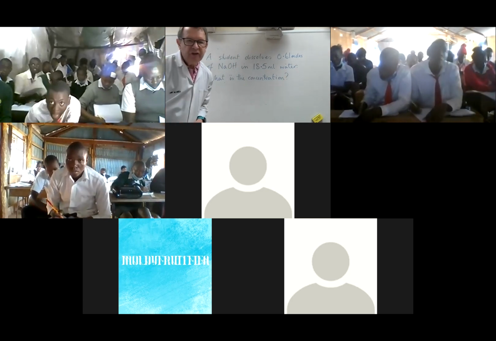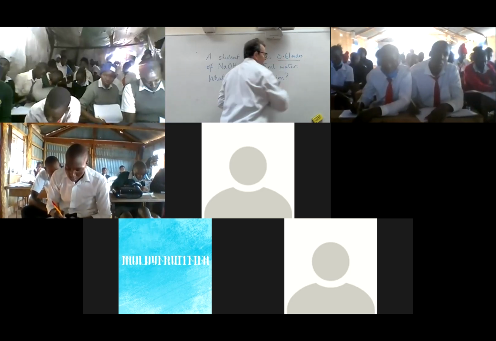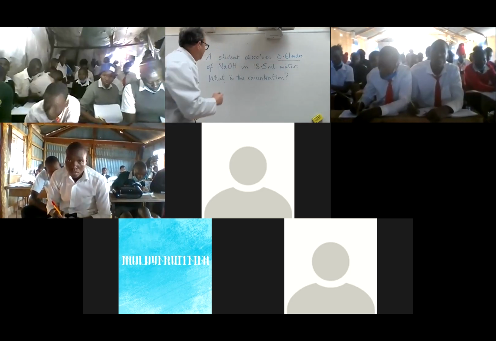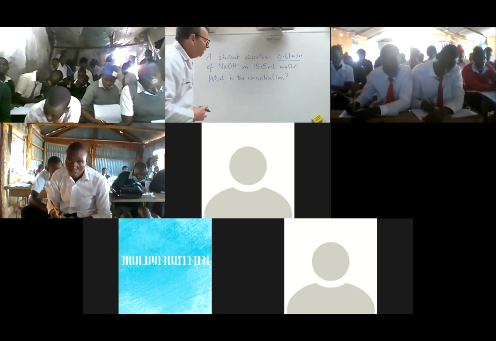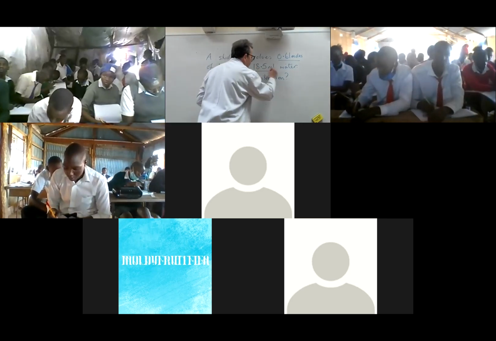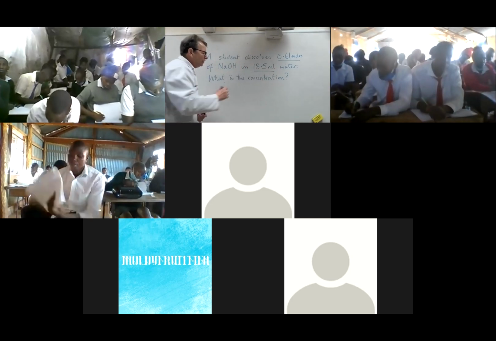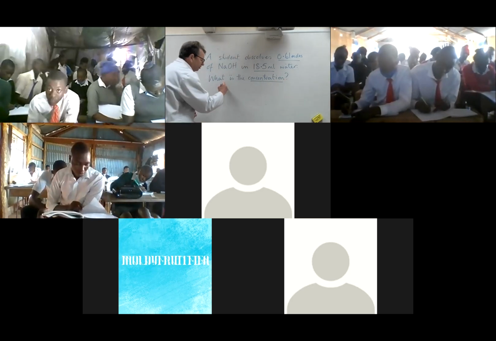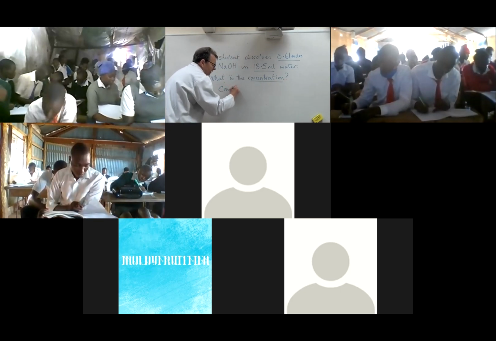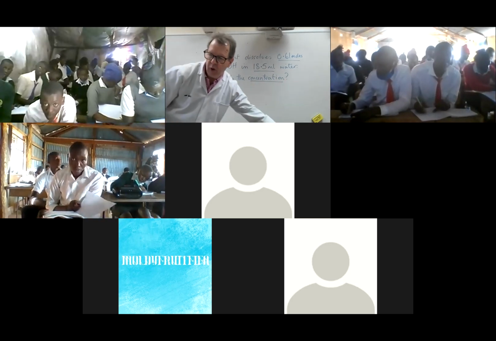Okay, so a student dissolves 0.61 moles of NaOH, sodium hydroxide, in 18.5 milliliters of water. What is the concentration? Okay, so you start, concentration equals, and go on. And let us see if you can work it out. Okay?